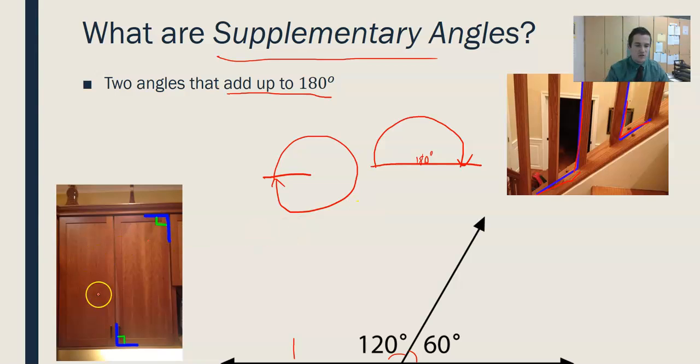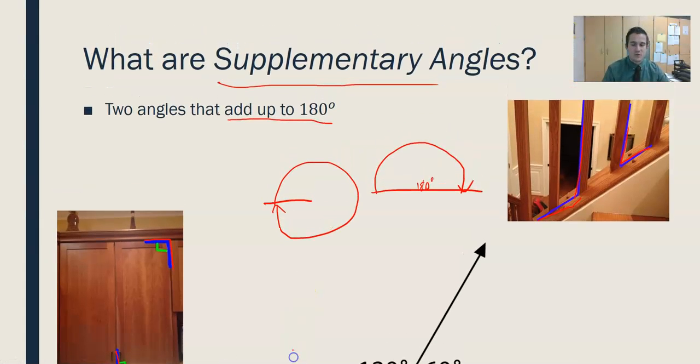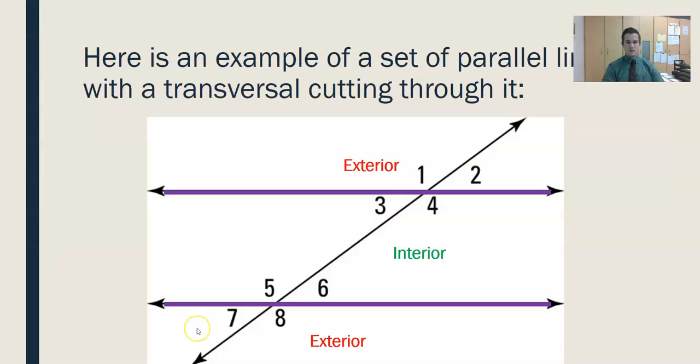That's like the banister on your staircase. These two angles right here are supplementary angles, those angles on the corners of your cabinets. Those would be supplementary angles.